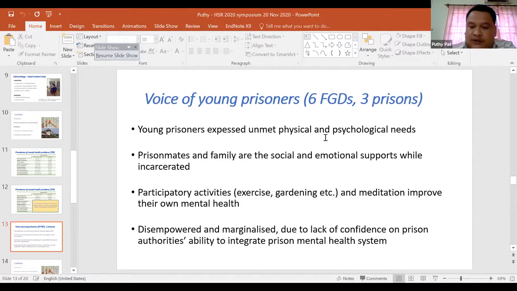And when we asked about ways to improve their mental health in the prison setting, they expressed that participatory activities, for example exercise, gardening, sports, and so on, are the main activities that can help them improve their mental health. And nobody talked about the prison authority or the prison officials being able to help them improve their mental health problems. So we found them feeling disempowered and marginalized, due to a lack of confidence in the ability of the prison authority to integrate a prison mental health system, to offer them mental health care in the prison setting.